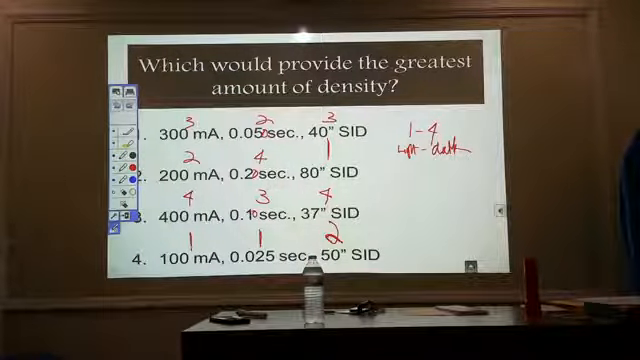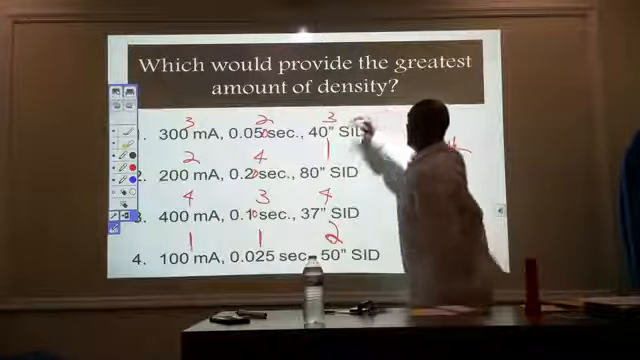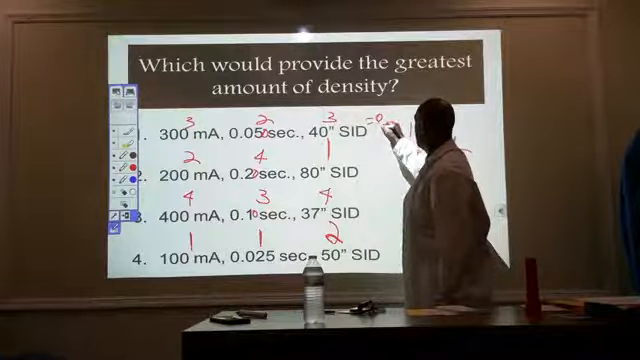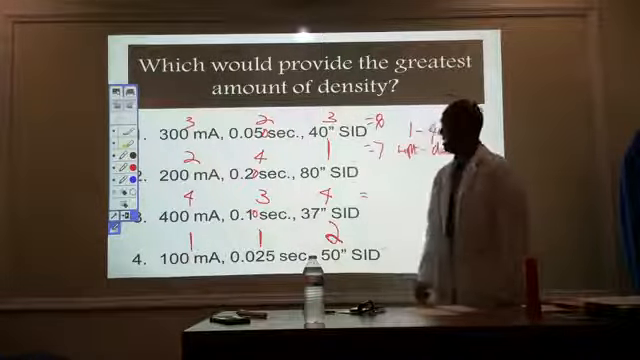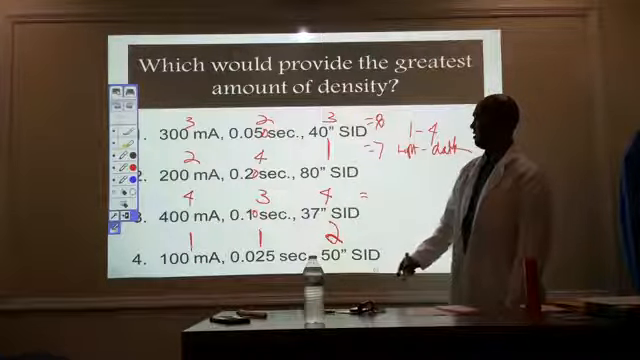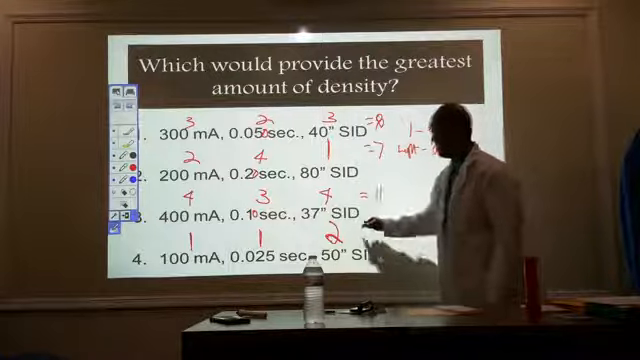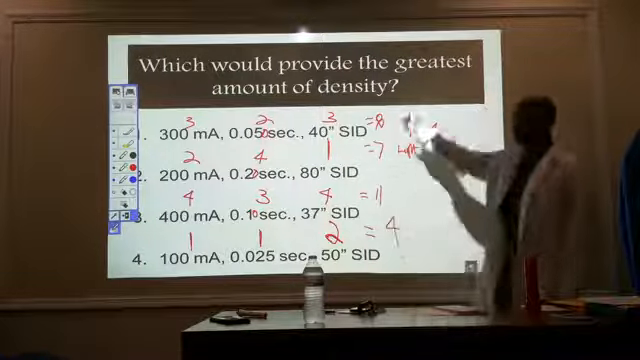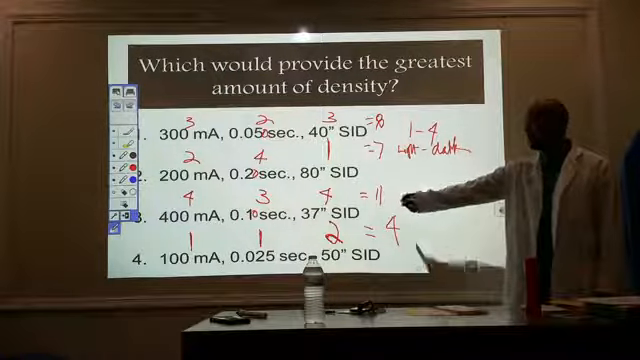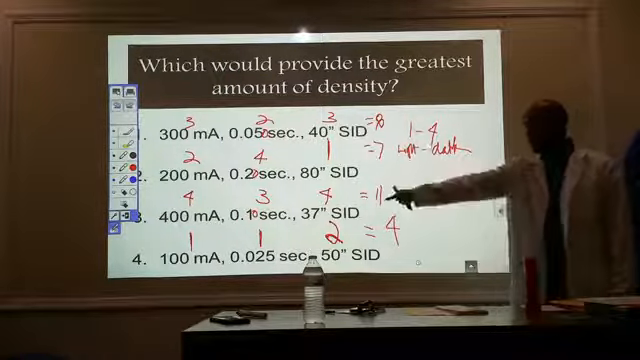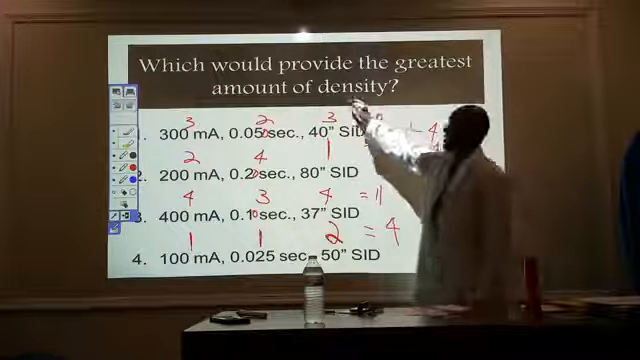All right. Let's just add across. Let's total it. Tally it. 8, 7, 11. Is it really 11? Yeah. 8, 9, 10, 11. Okay. 4. And 4. Which is going to give us the most density? Number 3. Do we agree? Number 3. So 400 MA, 0.1 seconds, 37 SID is going to give us the most density.